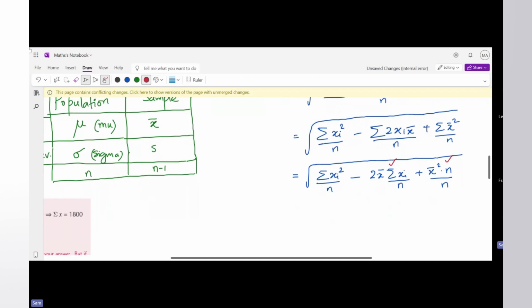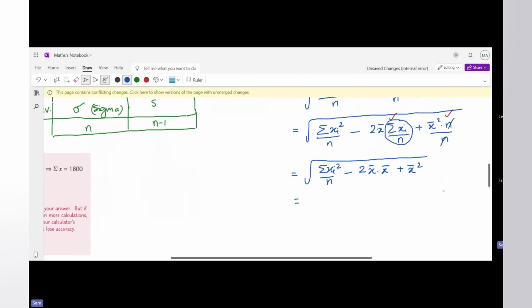So then this is equal to sigma xi squared over n minus, this itself is x bar. Remember? Yes. And here n cancels to give you x bar. So on simplification, we get your formula.